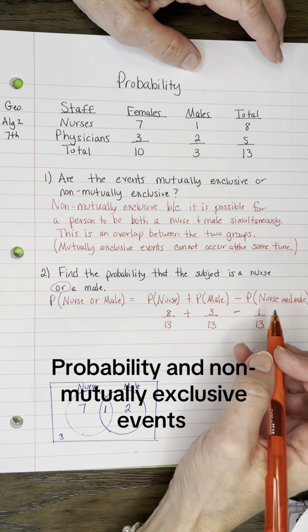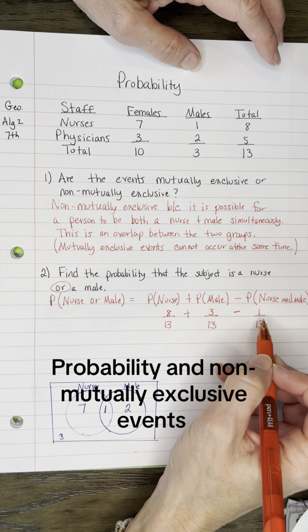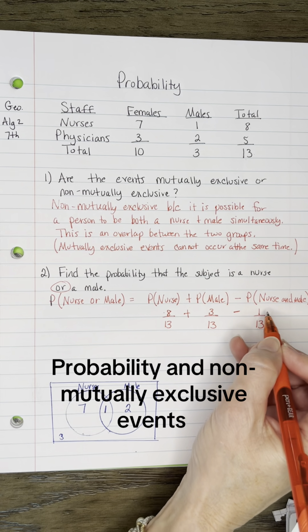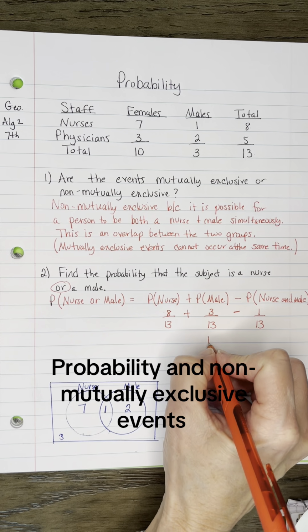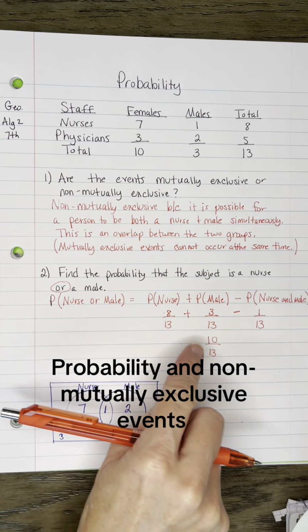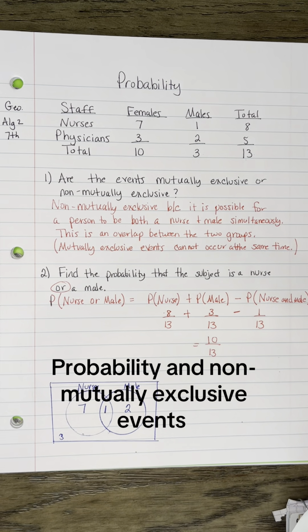Okay, so since we have a common denominator here, let's take 8 plus 3, which is 11, subtract 1 off, and we are left with 10 out of 13. The probability of getting a nurse or a male will be 10 out of 13.